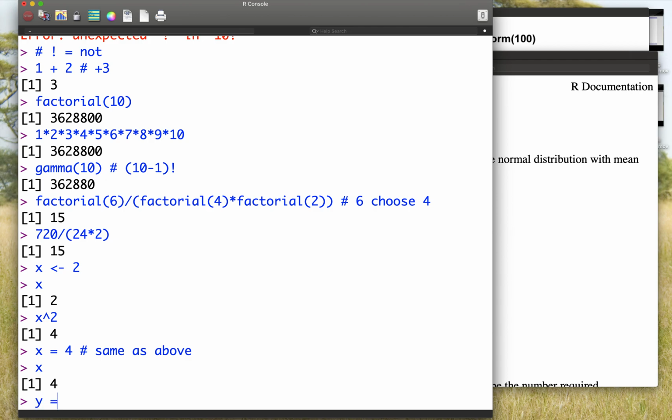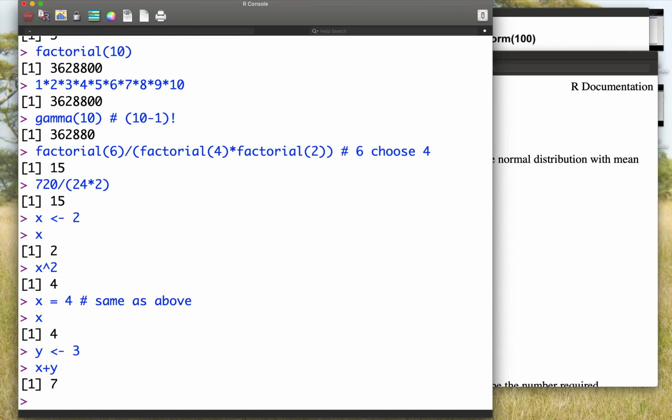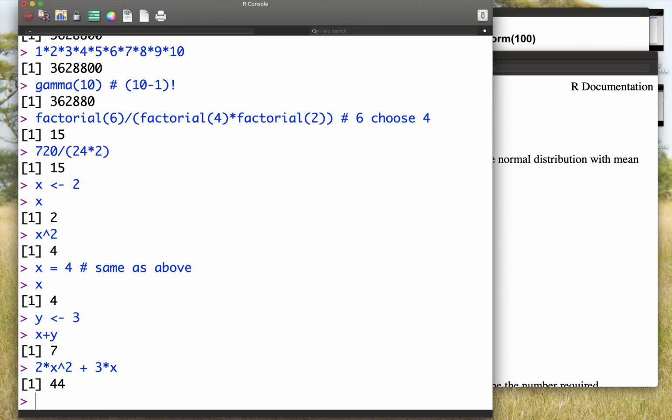Okay, so we define y as 3, then x plus y is 7. The 4 plus 3 is 7. And 2 times x squared plus 3 times x, then this becomes 44. The x squared is 16, and 2 times 16 is 32, and 3 times 4 is 12, so in total 44. Okay, so these are the basic functions in R. See you then.